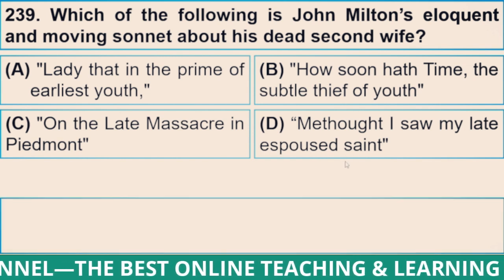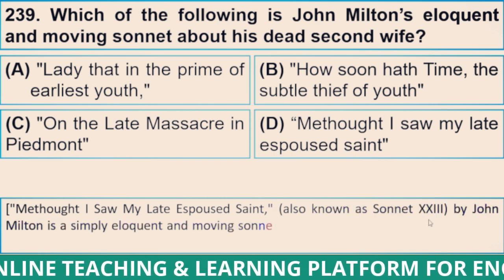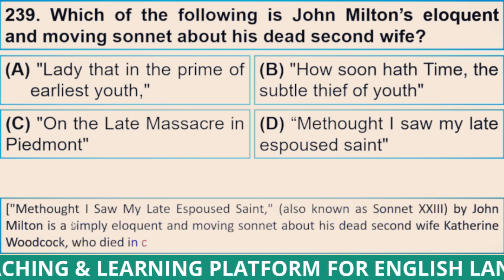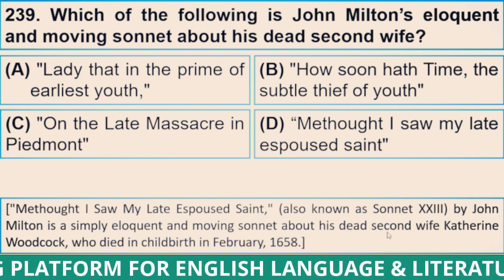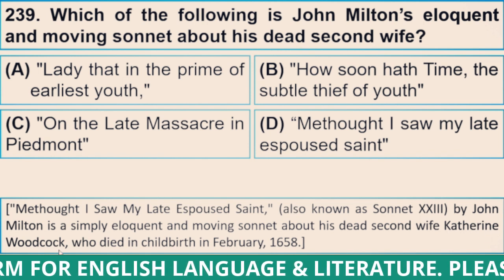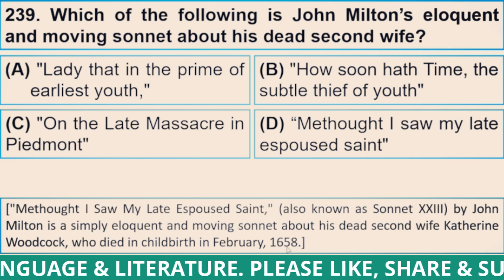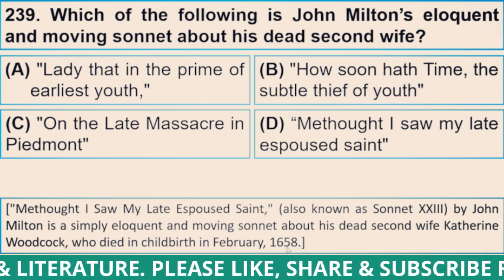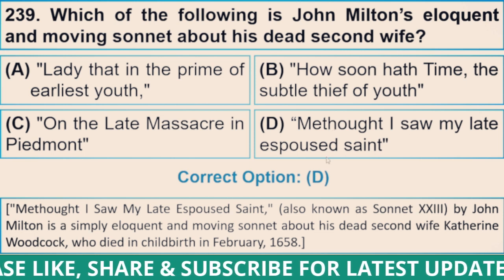Methought I saw my late spouse sent, also known as Sonnet 23 by John Milton, is a simply eloquent and moving sonnet about his dead second wife, Catherine Woodcock, who died in childbirth in February 1658. Here, correct option will be D. Methought I saw my late spouse sent.